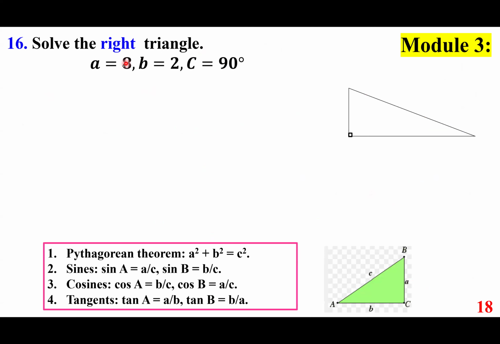Solve the right triangle. A, B, C are given as follows. And so you plug in what is given, what is missing. And so a squared plus b squared equals c squared. You put it in, and this is 64. This is 4. They add up to 68. And the square root of 68, or 4 times 17, is 2 square root of 17. This is a rough estimate.